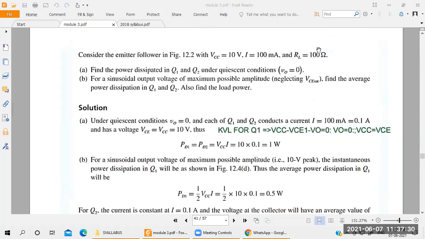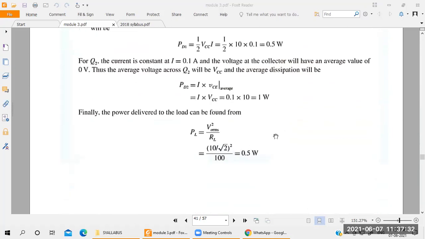RL, how much is given here? Given in the question, 100 ohm, right? Same thing you substitute here. So PL is now 0.5 watt. Understood? We want to express the power in voltage form, that is in AC. AC means you take the RMS value, that is V square RMS divided by RL. So 10 divided by square root of 2, whole squared, divided by 100. How much did you get here? The power is 0.5 watt.